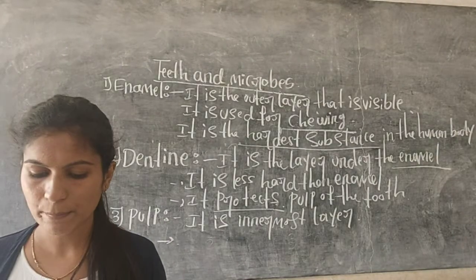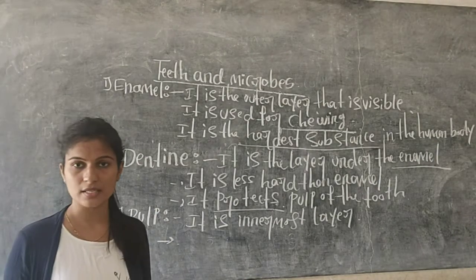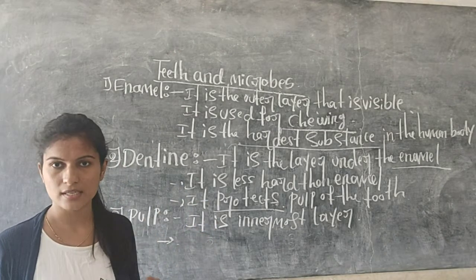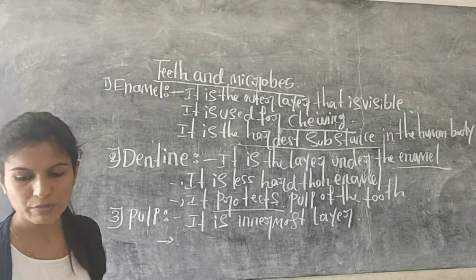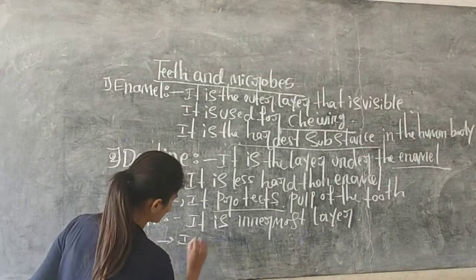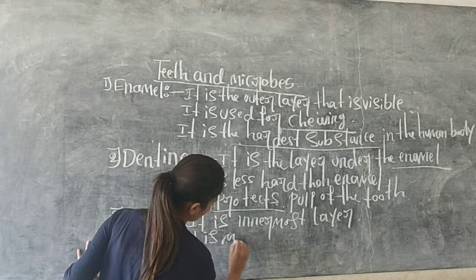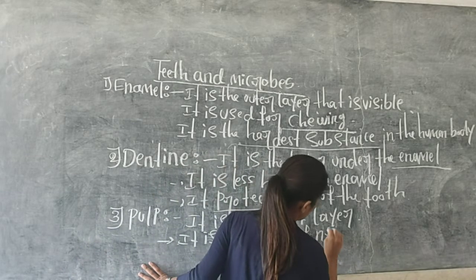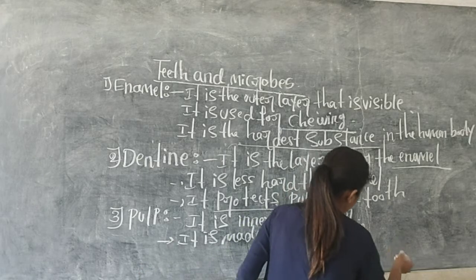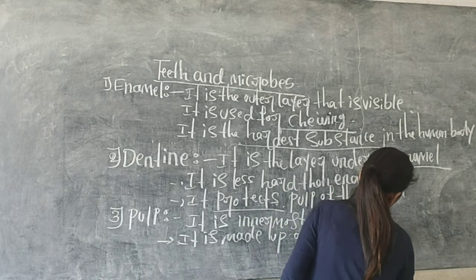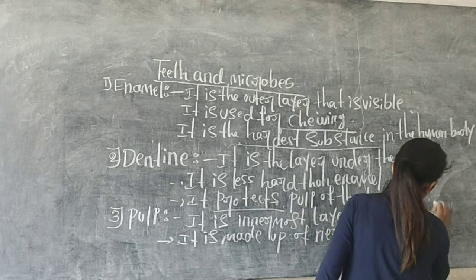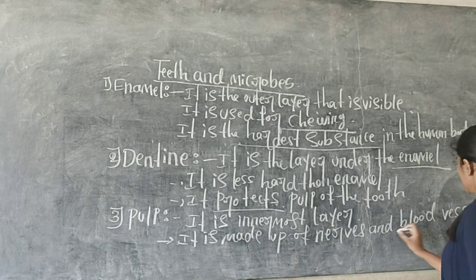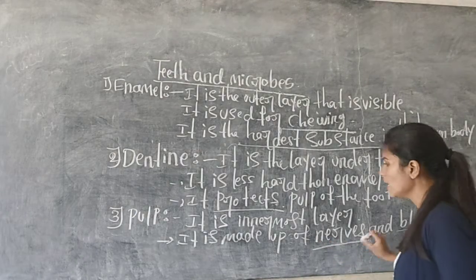Next, it is made up of nerves and blood vessels. It is made up of nerves and blood vessels.